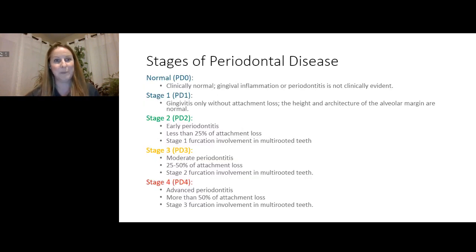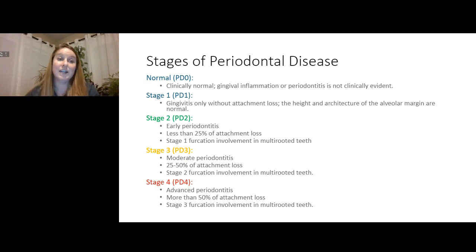Here are some stages of periodontal disease. So normal is going to be just 0. That's going to be our no gingival inflammation. Periodontitis is not present. Those are pretty rare. It's going to be most of our young patients. Then we get into our stage 1, or PD1 is how we would abbreviate that, gingivitis without attachment loss. So this is really just we have inflamed gum tissue and that's it.